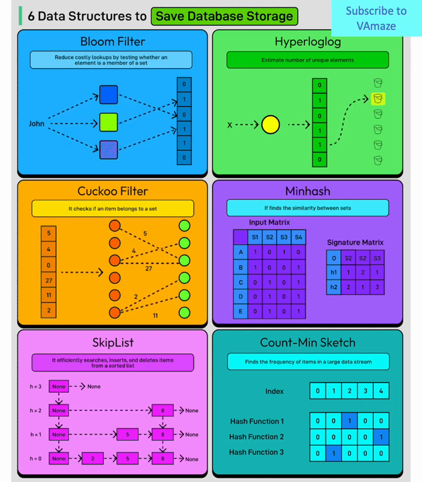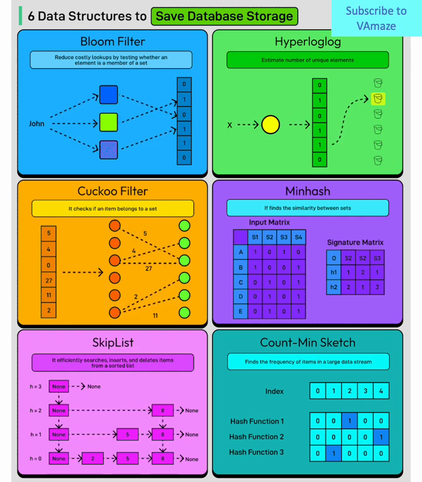For ordered data, use a skip list when you need fast range queries and updates. For frequency tracking, use Count-Min Sketch when processing high volume streams.